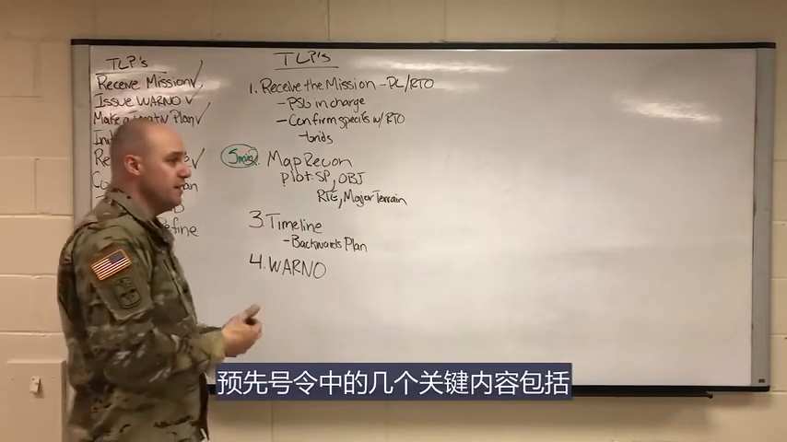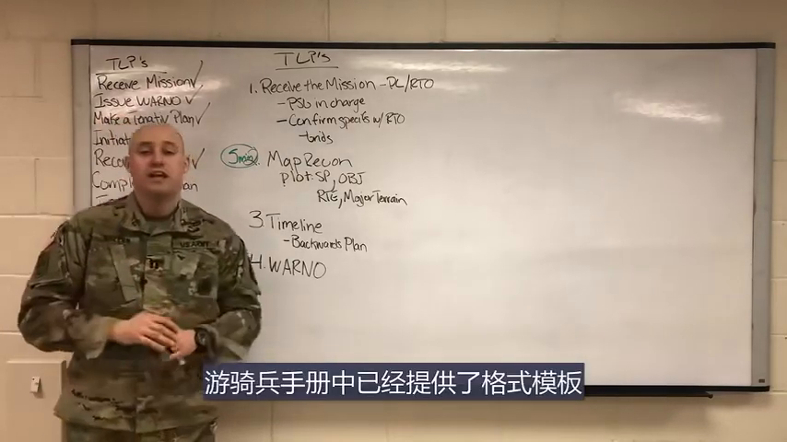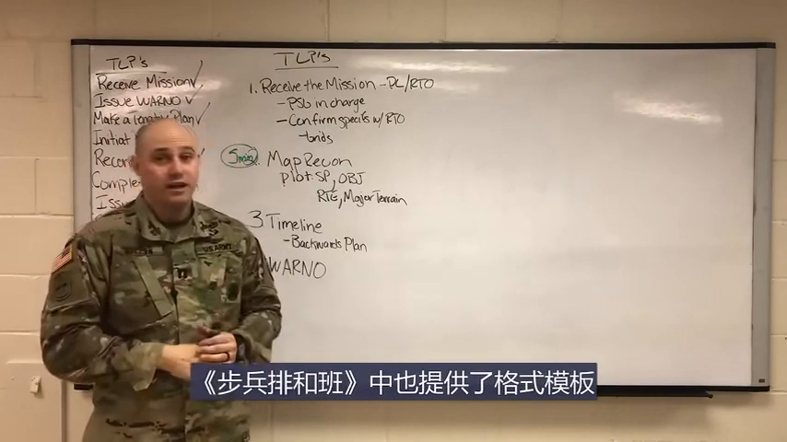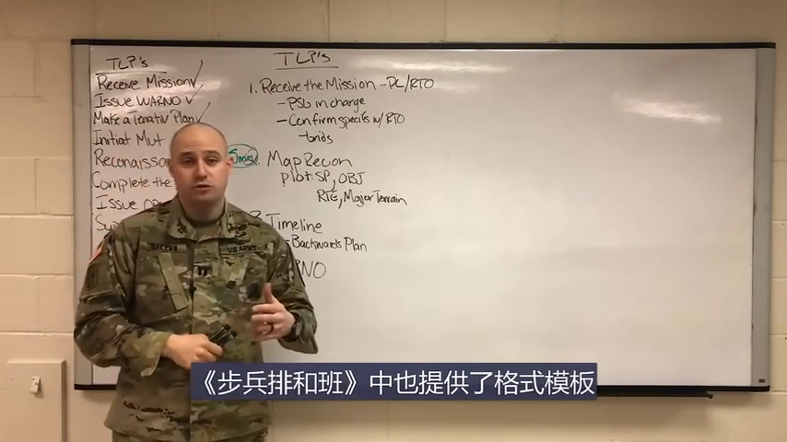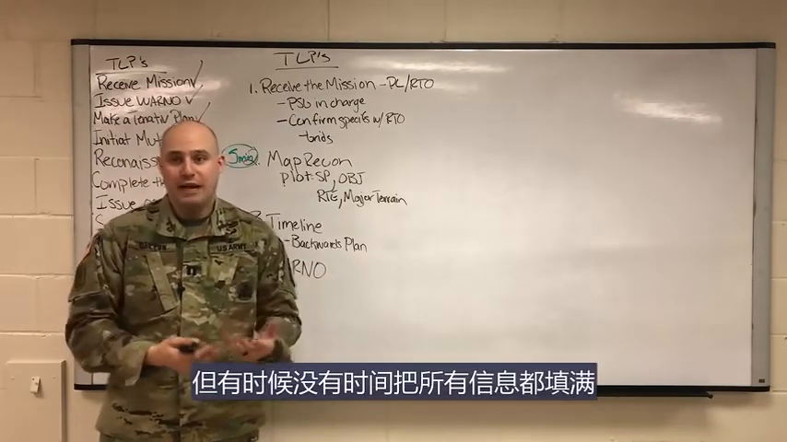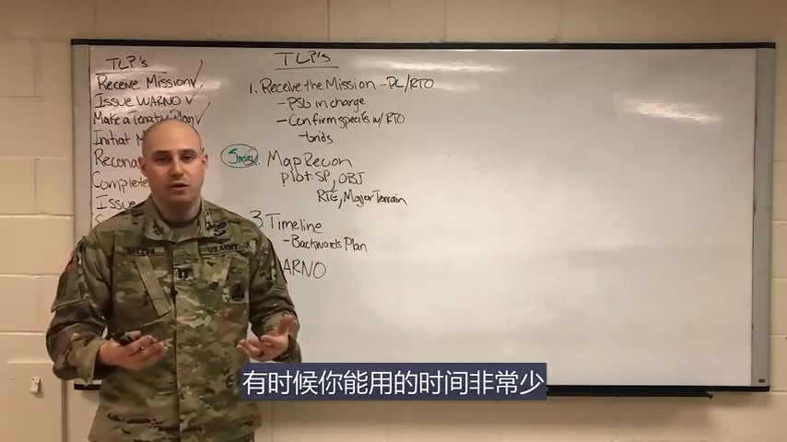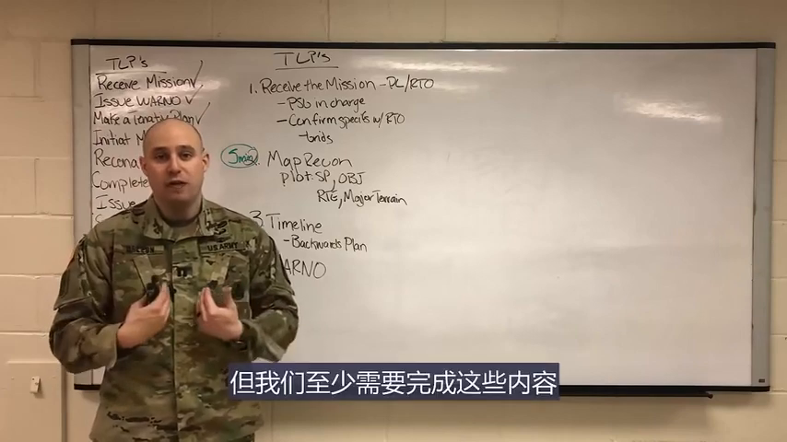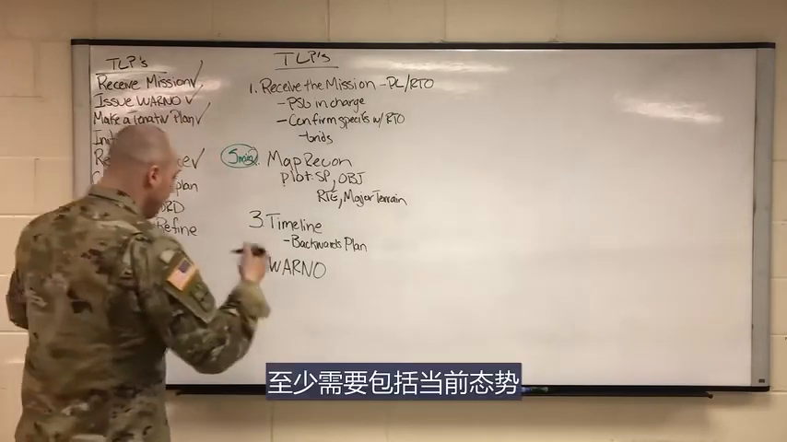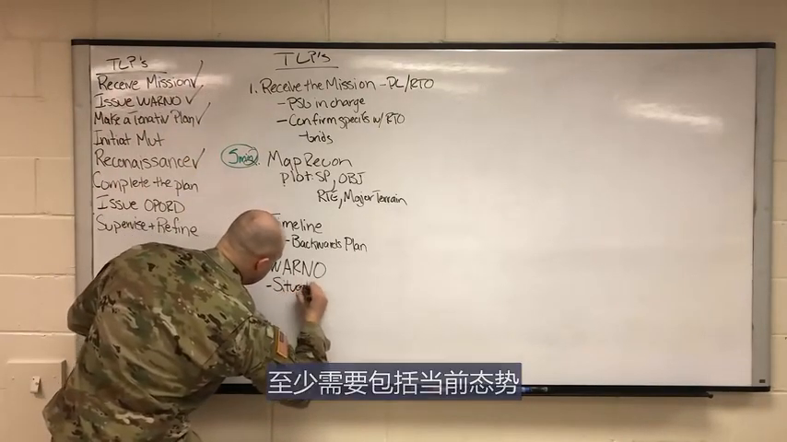Okay, so there are some key things that need to be in your Warno. First of all, I'm going to say, in the Ranger Handbook, it gives you a good Warno format. It also gives you a good format in 3-21.8, Infantry Platoon and Squad. There are defined ones, all right? However, sometimes you don't have the time to push all that information out. Sometimes you only have a little bit of time. Here's what I would say minimum needs to be in your Warno. All right, minimum, you've got to have a piece of the situation.